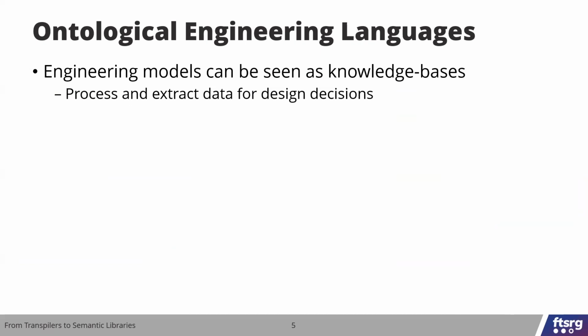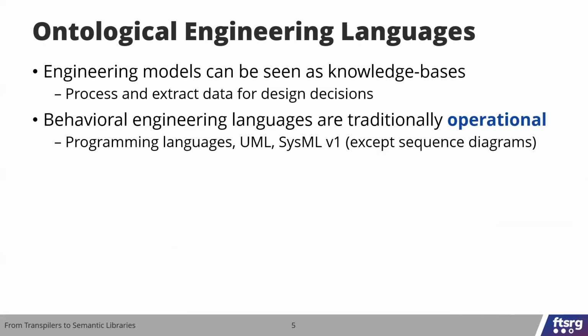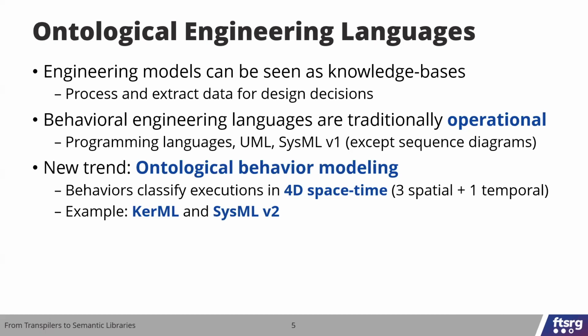So as we see that engineering languages and engineering models are knowledge bases, we can use them to extract data and to come up with decisions about our systems. Usually, engineering languages are traditionally operationalized. This means that there is an algorithm behind it that specifies exactly how it is executed. So programming languages and UML traditionally were operational. But there is a new trend of ontological behavior modeling where this is not the case.